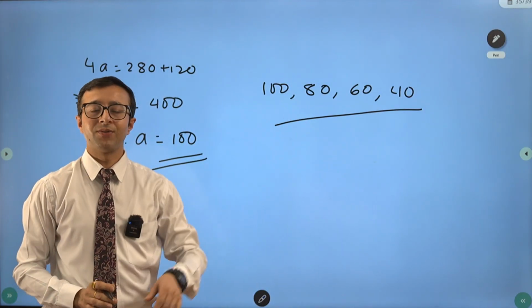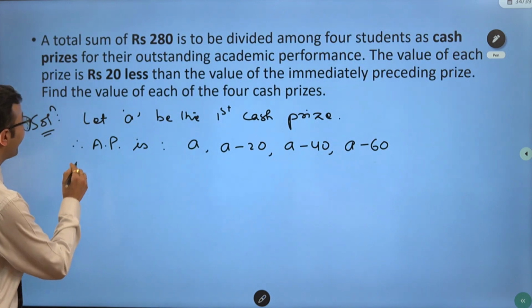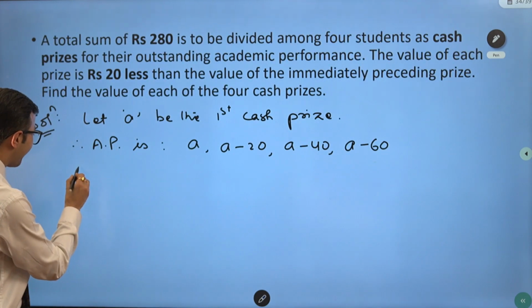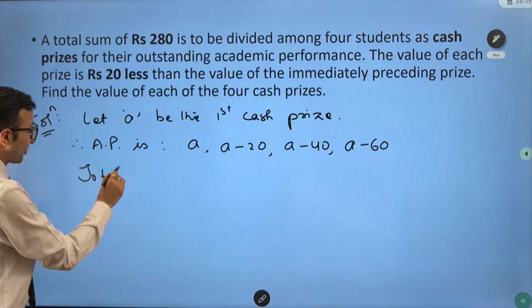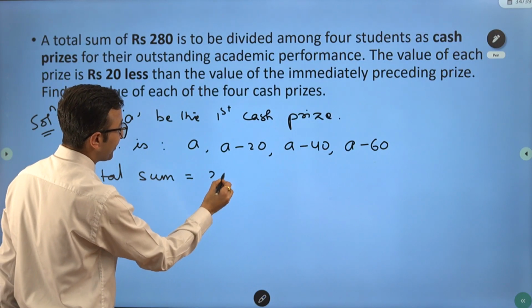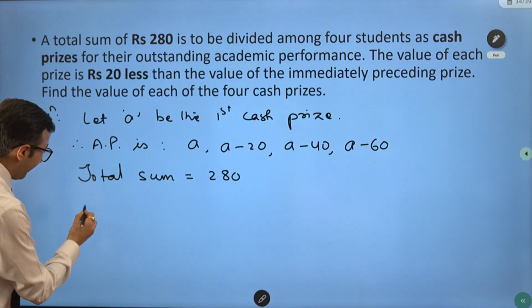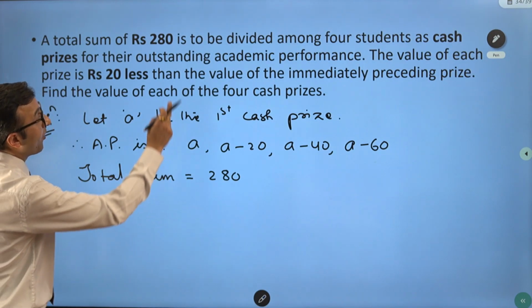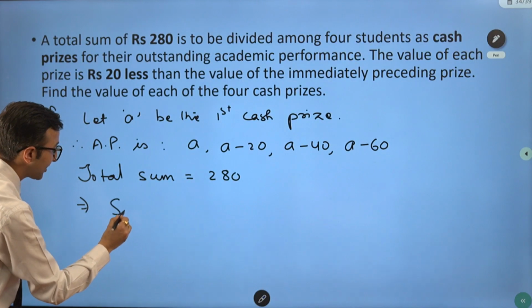But if you want to use the formula, look here. The total sum is given to us. What is given to us? The total sum according to the problem is rupees 280. But with respect to the arithmetic progression, this total sum of 4 cash prizes is S4.